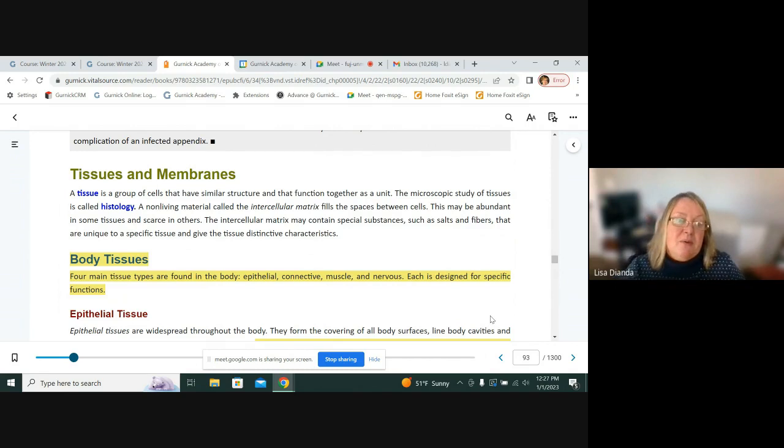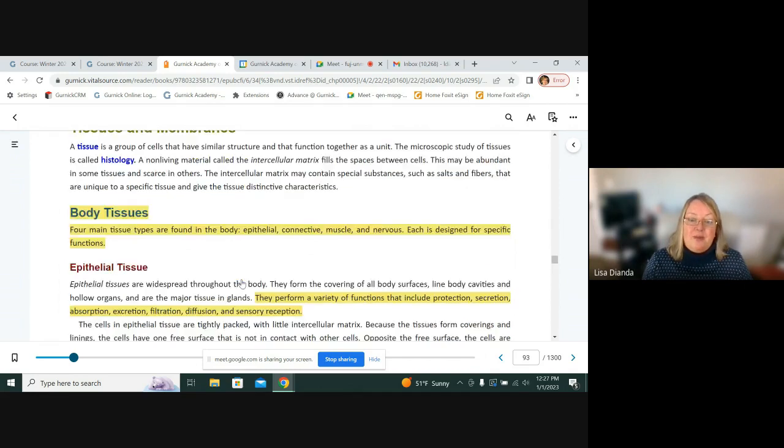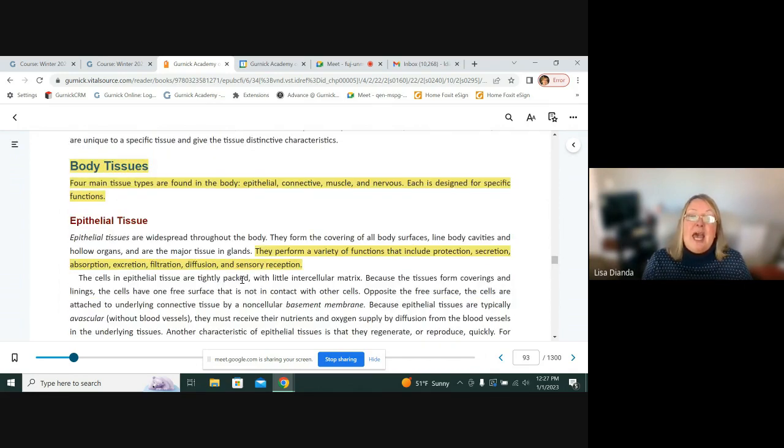Okay, tissues and membranes. A group of cells that have a similar function. Four main tissue types are found in the body. So let's look at the four tissue types. Epithelial. It protects, it secretes, it absorbs. It has excretion, filtration, diffusion, and sensory reception. All of these things are done by epithelial tissue.